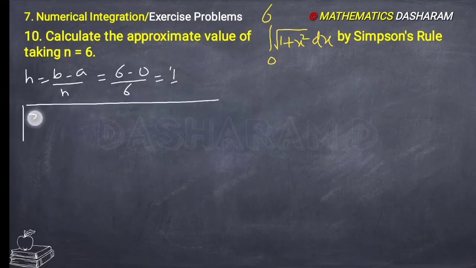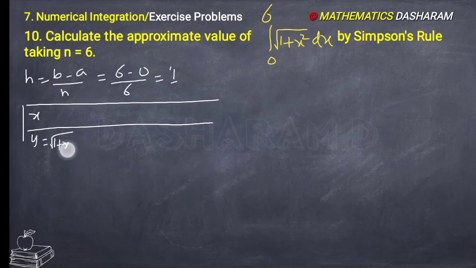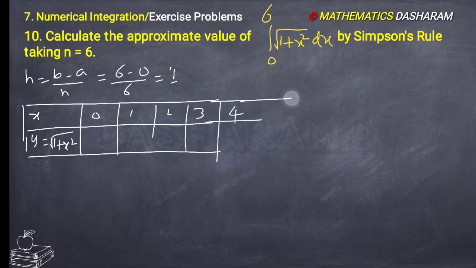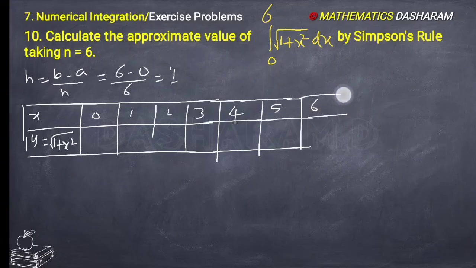Now let's draw a table, x value, next to the y value, root 1 plus x square. So the first x value is the lower limit. Next, increase with h value 1, 2, 3, 4, 5, and here is 6. When the x value is 0, then the y value is 1. When x value is 1, then the y value is 1.414.